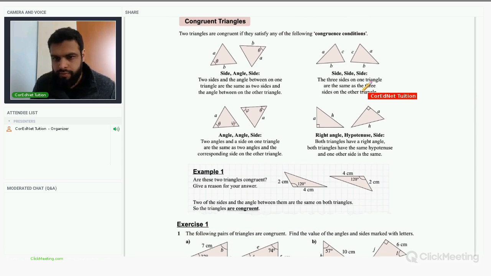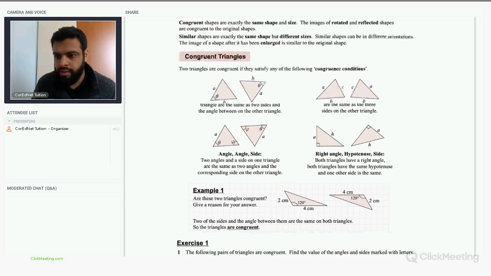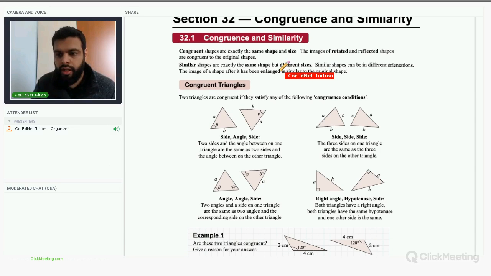So you can see there they've shown you that this angle here is the same angle, but it's just been rotated by a certain angle. Similar shapes are exactly the same shape but different sizes, so it can be scaled down or scaled up. Similar shapes can be in different orientations, so the angle can have changed, or the positioning. The image of a shape after it has been enlarged is similar to the shape.